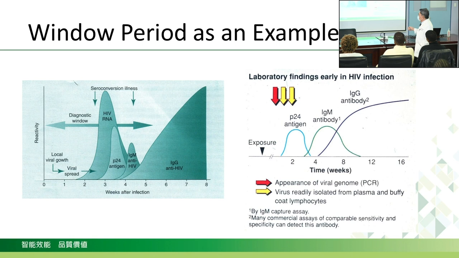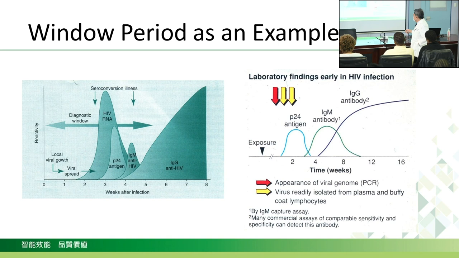For example, HIV infection. Local viral growth: a local infection, not by blood. If there is a needle stick here, maybe it needs time for a macrophage or another cell to catch the HIV, then it grows locally and spreads to the local lymph node, then to the bloodstream. So it needs local viral growth, then viral spread.